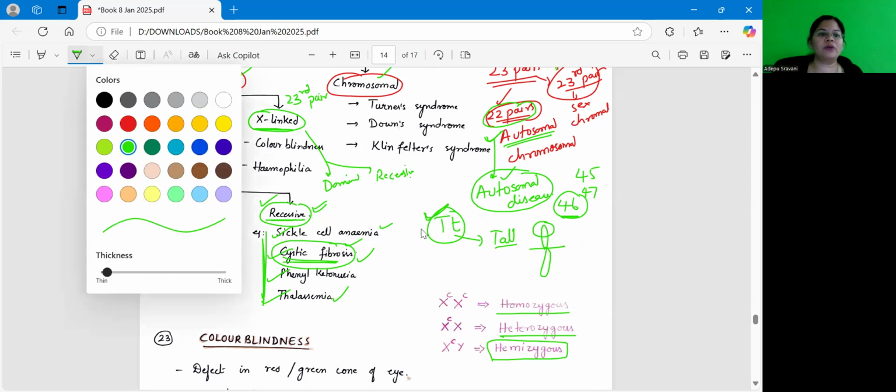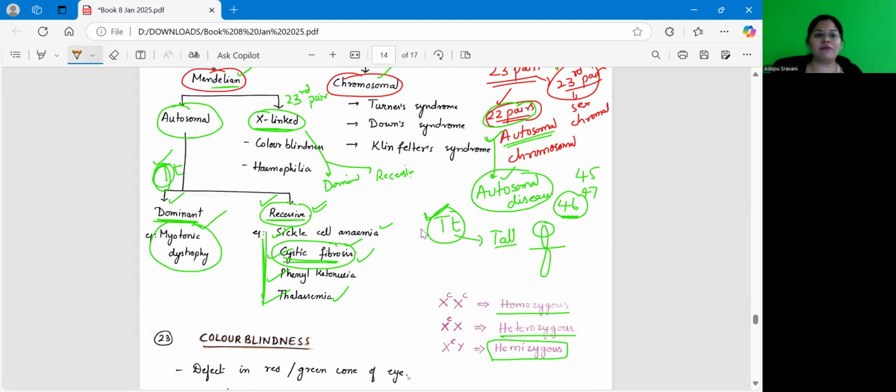So the things we're going to discuss briefly here are sickle cell anemia, phenylketonuria, thalassemia, color blindness, hemophilia, Turner's, Down's, and Klinefelter's. These are the diseases we are going to discuss. Cystic fibrosis is not mentioned in the textbook. Myotonic dystrophy, not mentioned. Apart from that, dominant X-linked disorder is also not mentioned. So we'll not touch those.